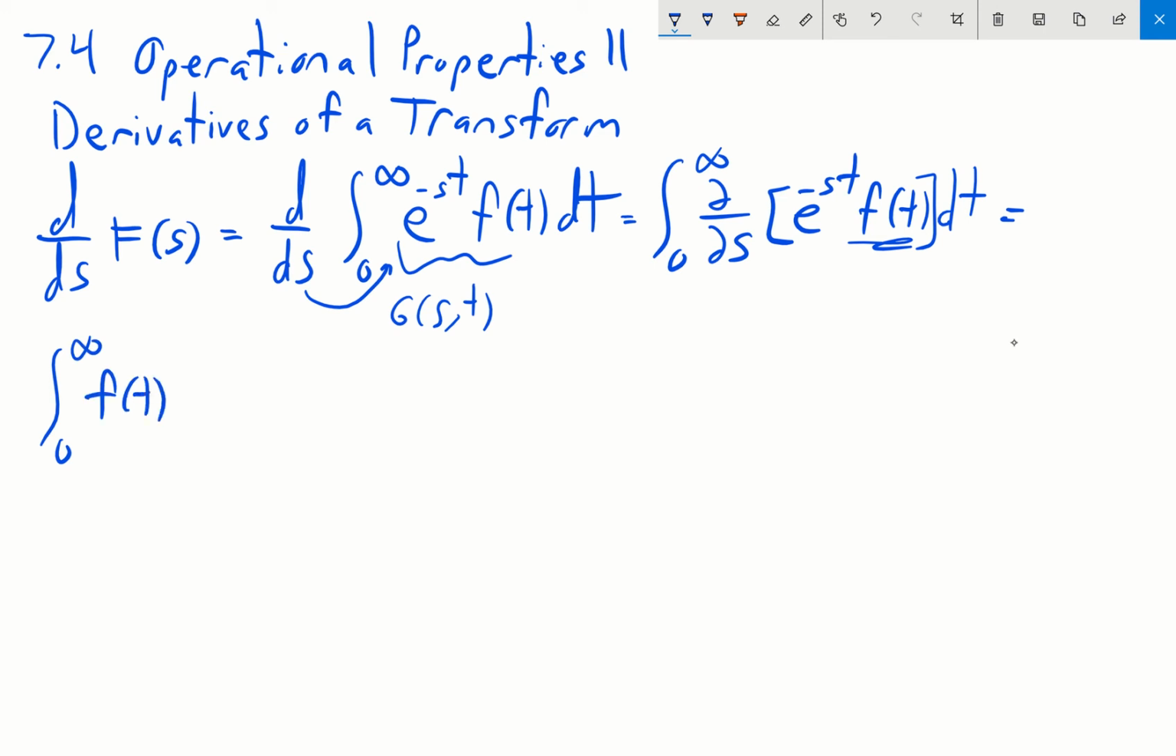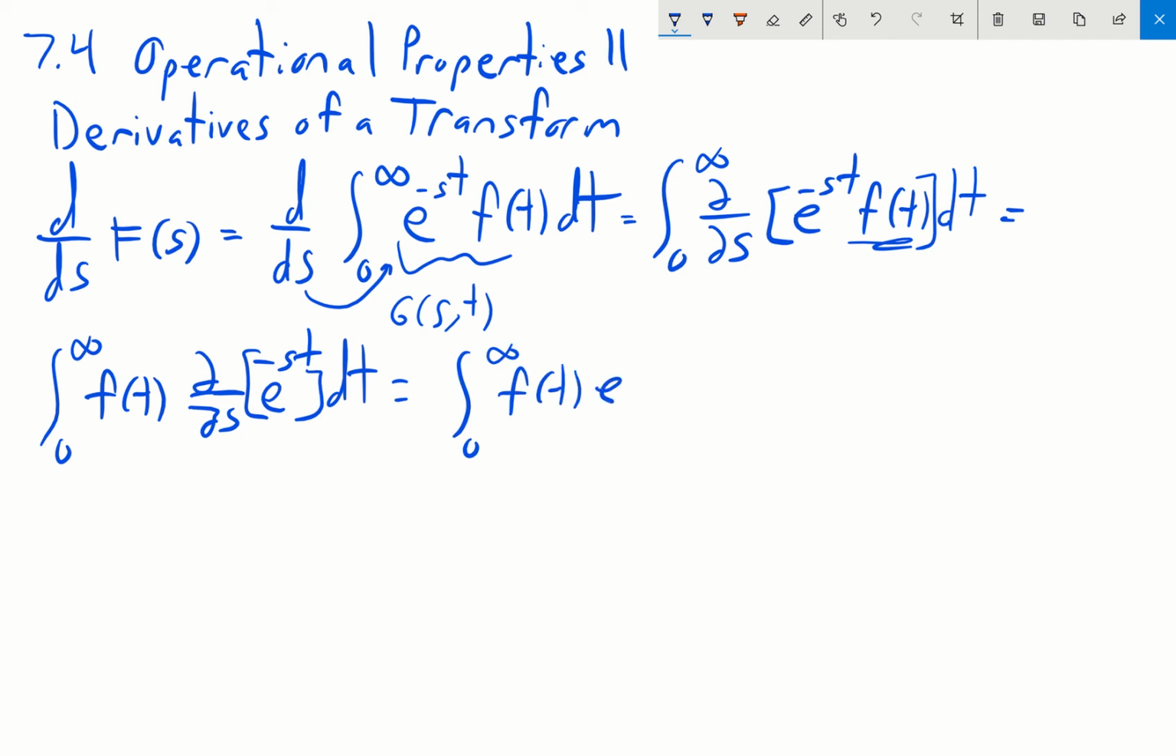This is going to be f of t times the partial derivative with respect to s of e to the negative st dt. And with respect to s, that derivative is going to be the following. We have f of t, the derivative of e to the negative st is also e to the negative st, and then from the chain rule, we need to multiply by the derivative of the inside function with respect to s, which is going to give us negative t dt.